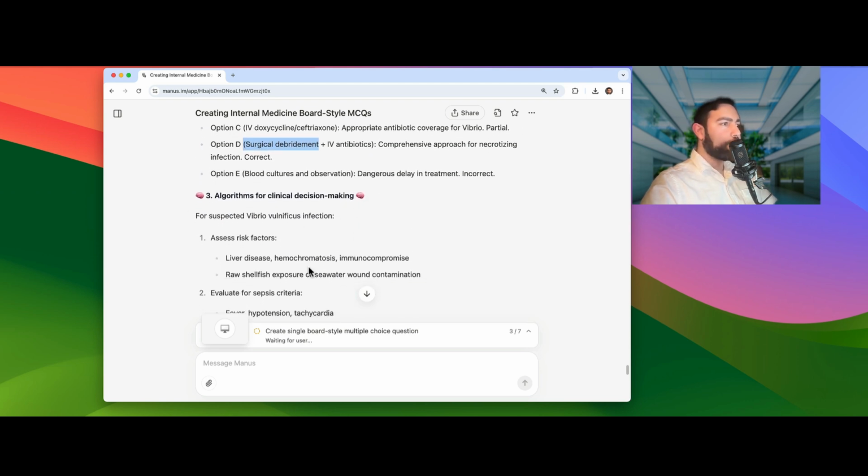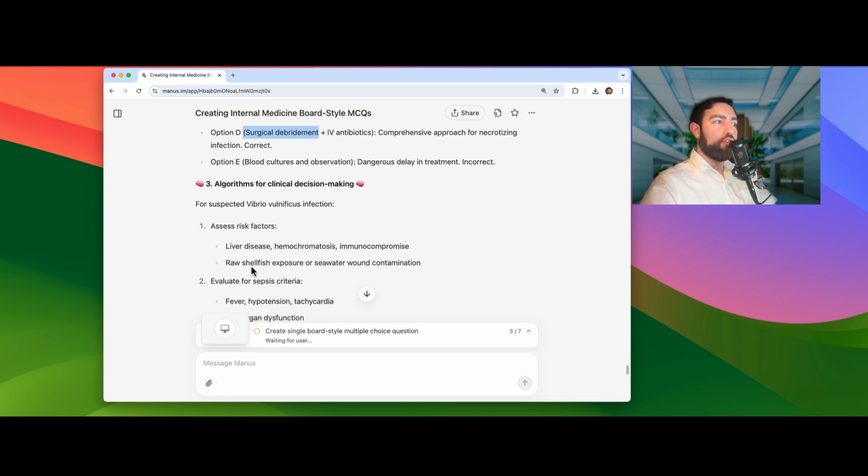Now, the algorithm: when you see someone with liver disease, hemochromatosis, immunocompromise, history of raw shellfish exposure, or seawater wound contamination, like a fisherman. Especially, I'll tell you from my experience here in Texas, we have a lot of people on boats fishing and standing in seawater. They come in with this infection. This is actually very high on our differential diagnosis because we have lukewarm seawater, perfect for this specific bacteria to grow.